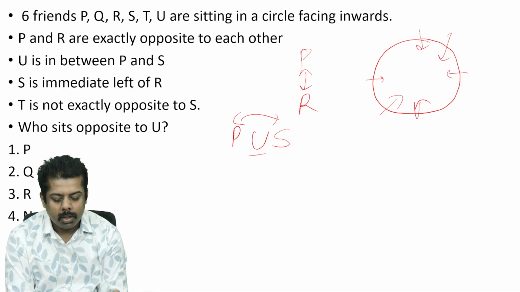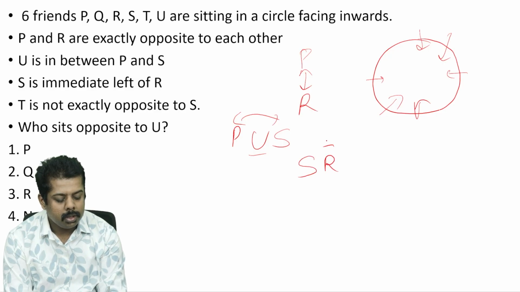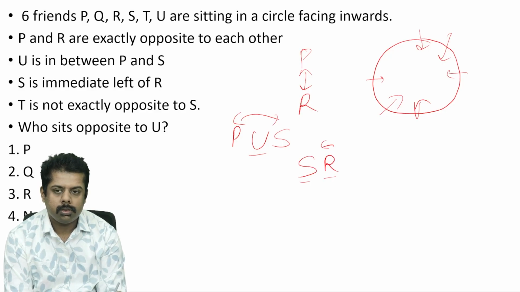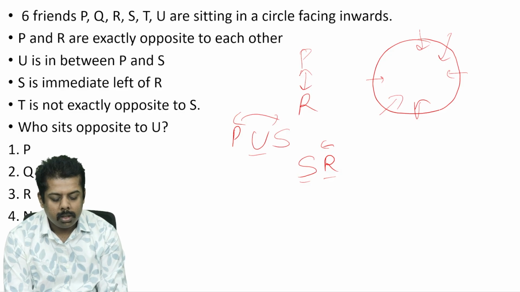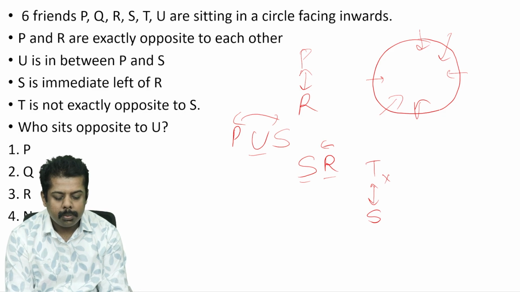Okay. Now another point, S is to the immediate left of R. S is sitting to the immediate left of R. Okay. Next, T is not opposite to S. T and S are not opposite. Okay. So these are the points that are given.